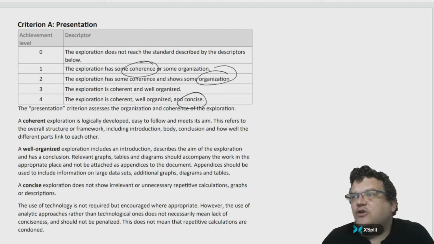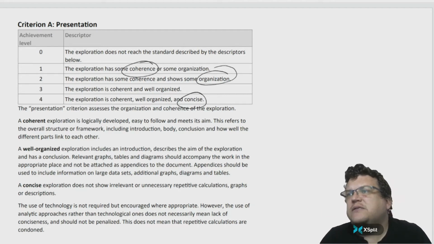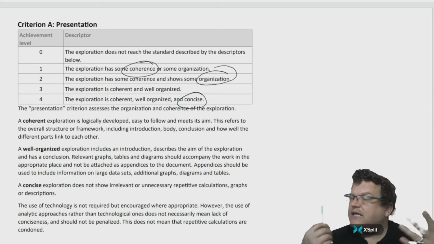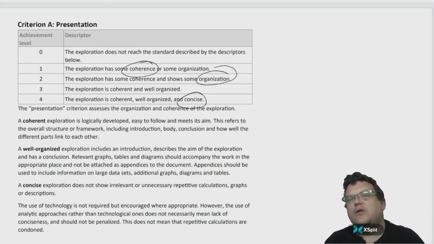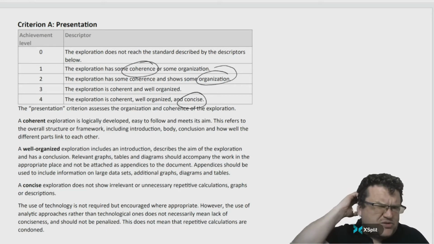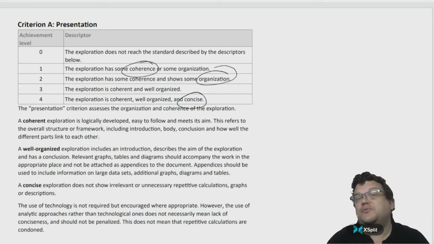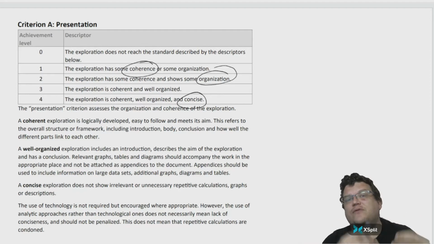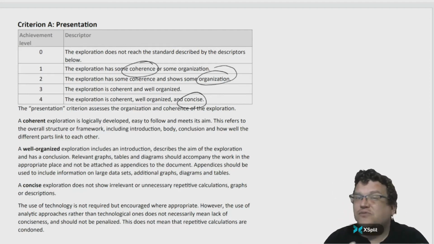Again, it says use of technology is not required but encouraged where appropriate. And analytical approaches rather than technological ones, which do not mean lack of conciseness, should not be punished, but that doesn't mean the repetitive calculations are condoned. So if you want to take an analytical approach to perhaps a least squares regression, that's great. Again, it allows you to show your math skill, but make sure it doesn't get too bloated. Perhaps you would do the first one by hand and then the rest can be done by technology. Computers are really useful, so I would be using them here, but it is up to you.